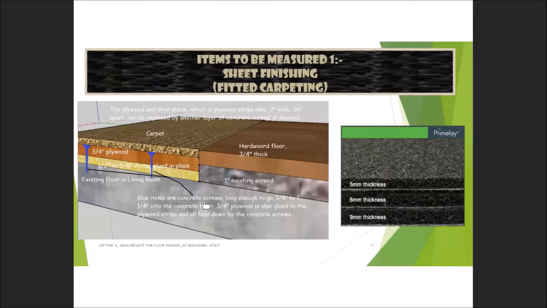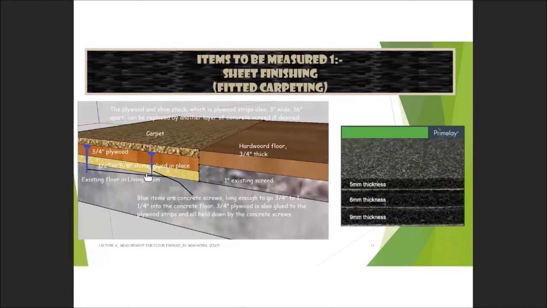Okay, this is one of the examples from the cross section. You can also search from the specification or from the supplier website. On the right hand side, to show you the example of the thickness applicable in the market for the fitted carpeting, 5 mm, 6 mm and 9 mm. So this is the example where you can put in the description and put in the query list in case there is no information given on the thickness.